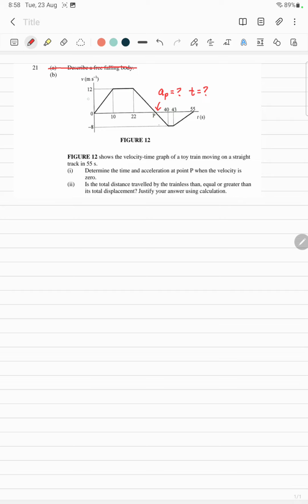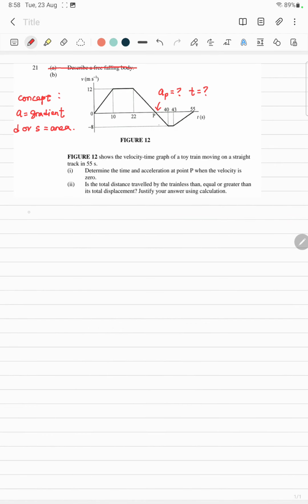Alright, so since we are given VT graph, kita faham apa konsep kita boleh apply dalam VT graph. So for VT graph, our acceleration actually is equivalent to gradient, sama dengan gradient, and then the distance or the displacement can be calculated from area under the graph.